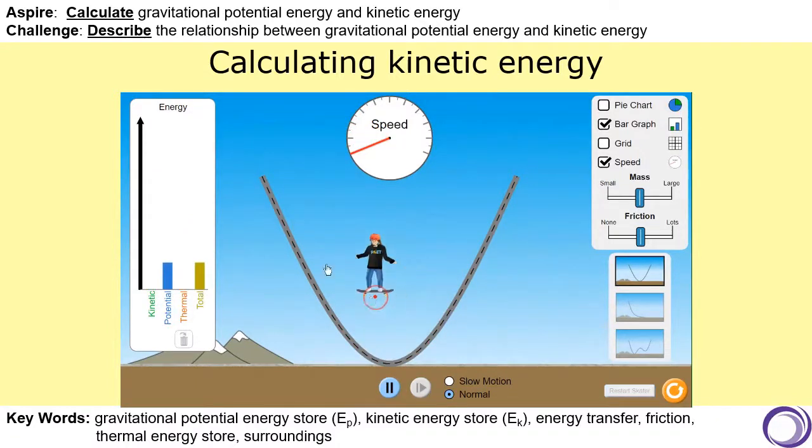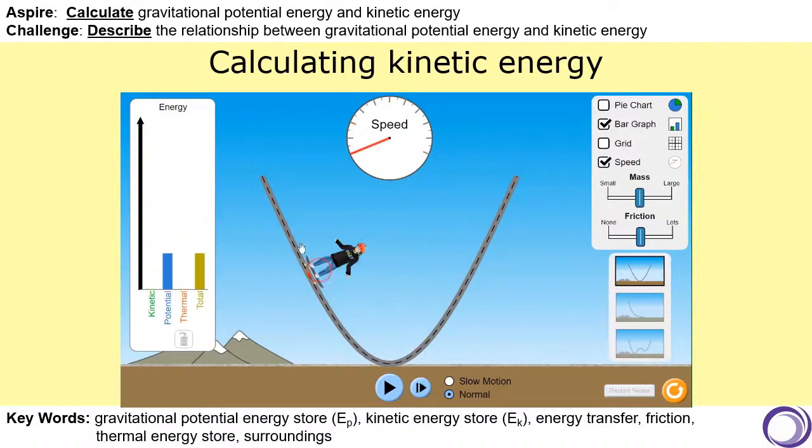So if I put them back to the top, and I'm going to pause them near the bottom of the ramp, and you can see that their speed is really high there, and their kinetic energy is also really high. And you know this from previous lessons, that the faster an object goes, the higher their kinetic energy, and then the slower they go, the lower their kinetic energy. So that's our first factor, the speed of the object.